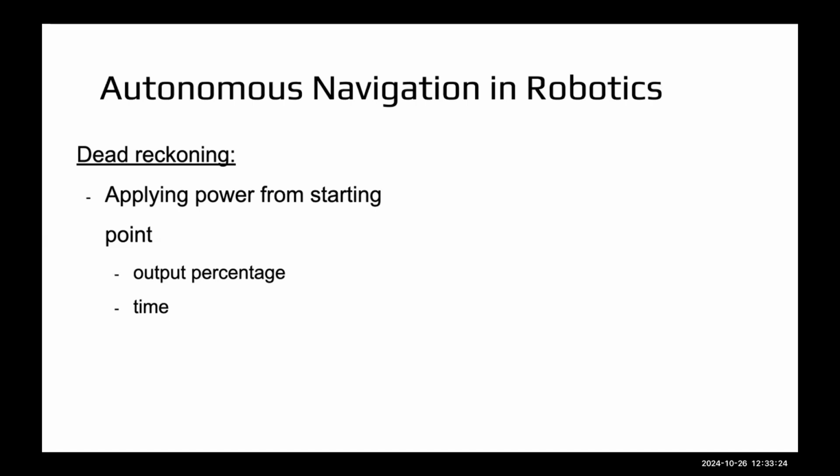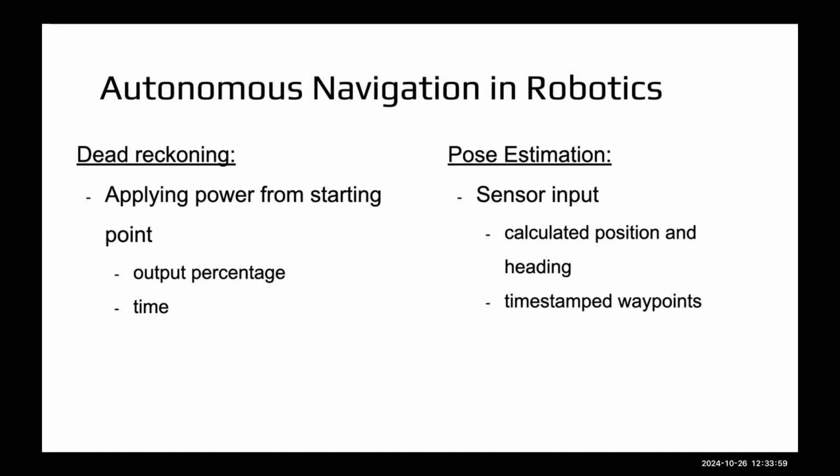So there's two main types of autonomous navigation in robotics. The first type, which is the most simple, is dead reckoning. This is where you apply power from a starting point, and you basically just use the wheel encoders and angle from the gyro heading to know where the robot is at any given point. This method does work pretty well, but it often falls prone to external forces like getting ran into by a robot or just driving over a game piece. And it's relying on output percentage and time ramp.